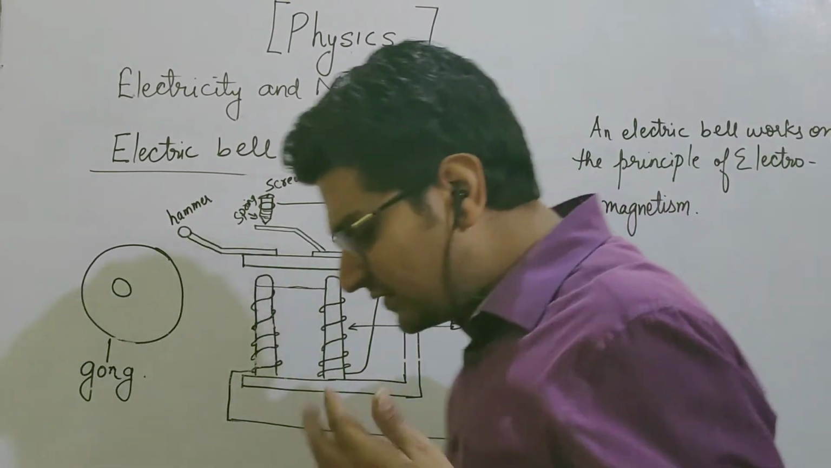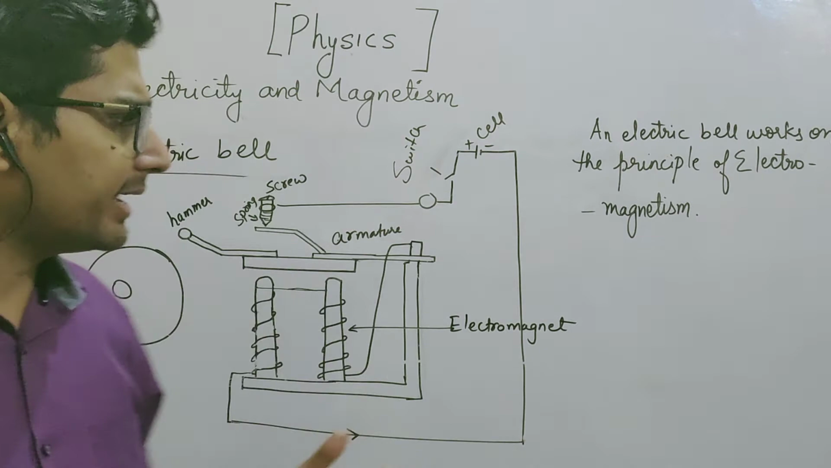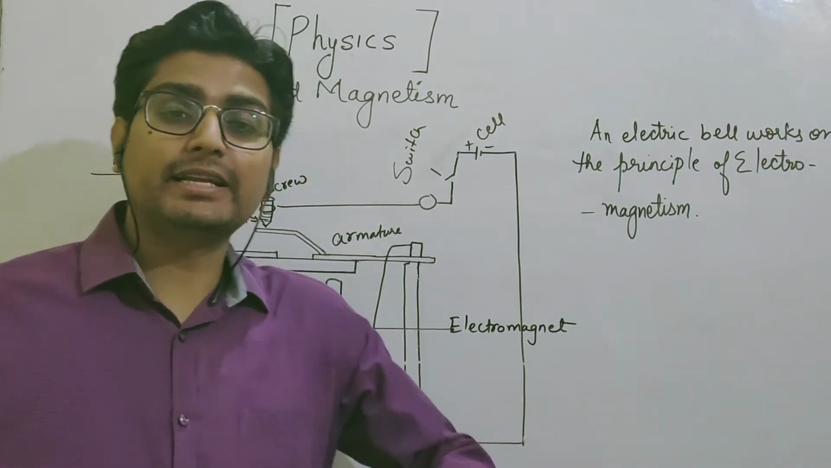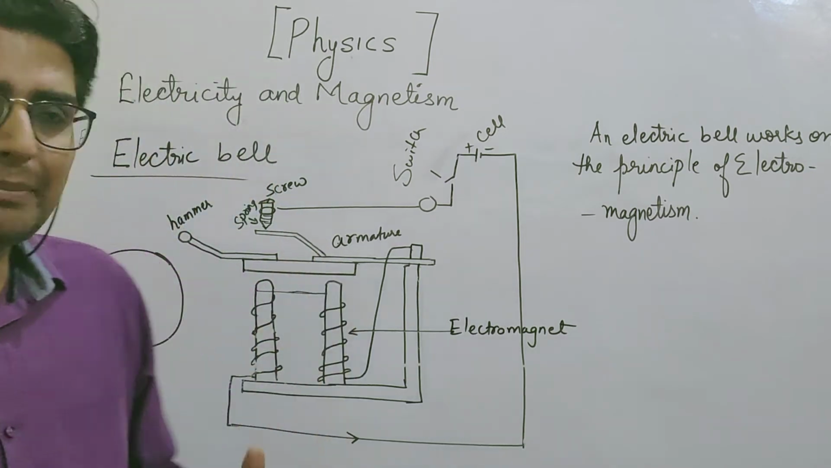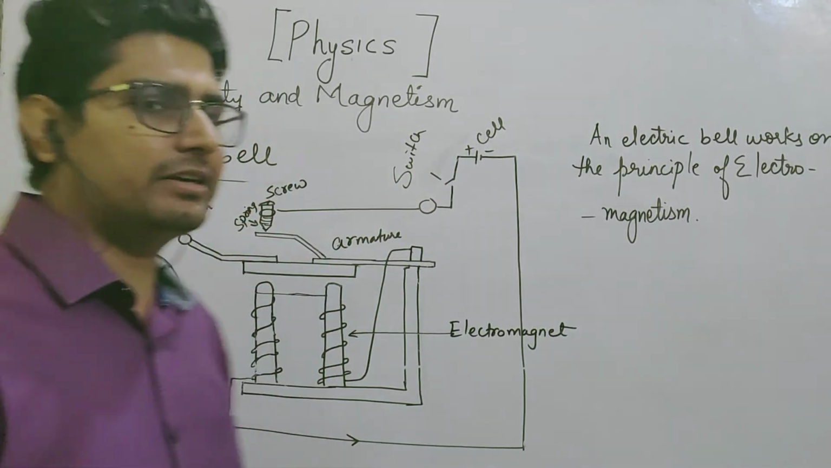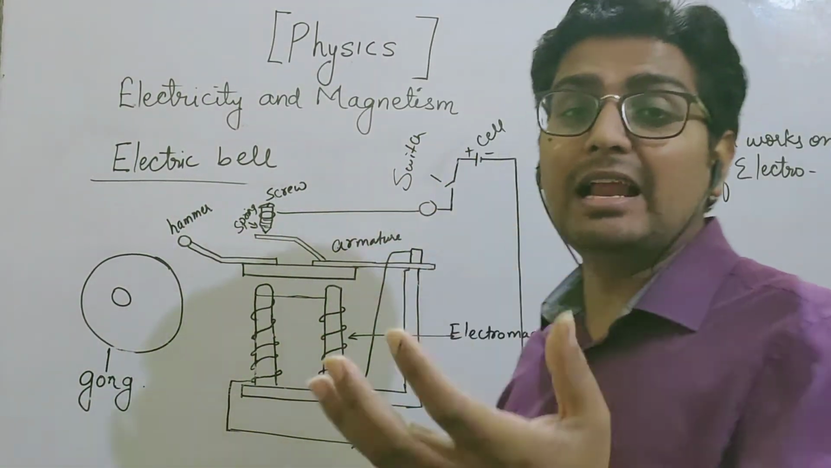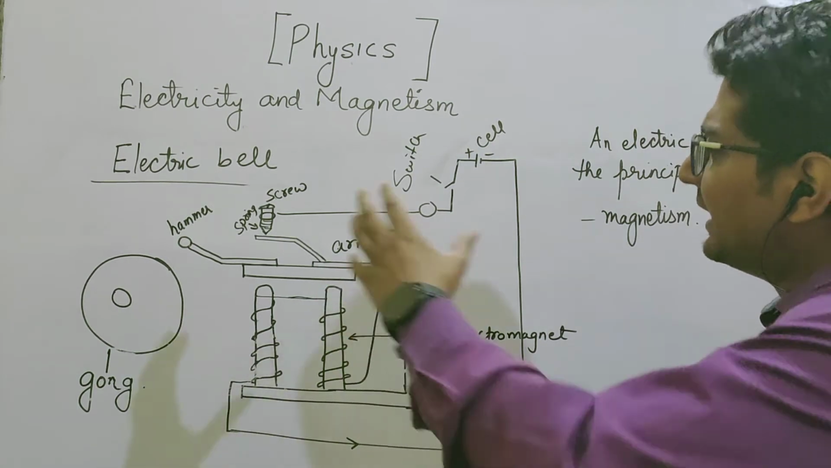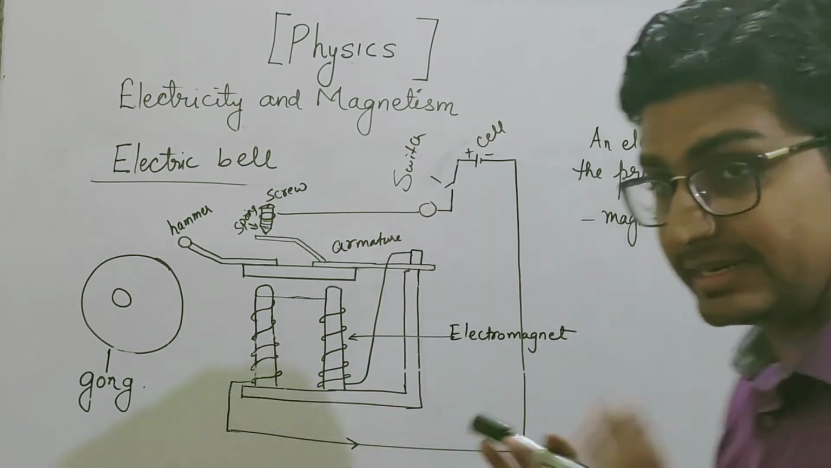Okay, now since we know the application of electromagnetism, and we know how to increase or decrease its strength, let us talk about one very common application, that is the electric bell. Let us talk about how the electric bell works, on what principle it works. Basically, an electric bell works on the principle of electromagnetism.